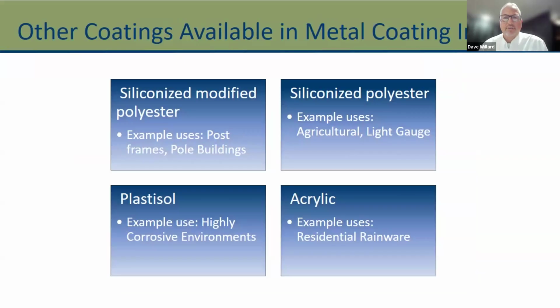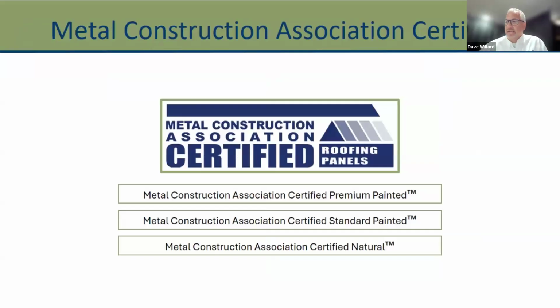There are other coatings available in the coating industry. Siliconized modified polyester is used for post frames and pole buildings. We have siliconized polyester, plastisol, and acrylic, and they have different uses. Of course, PVDF is the top quality finish. The other coatings are good, but they need to be used in certain places and applications. So you have to be aware of where you're using them and what you're getting when you buy them.